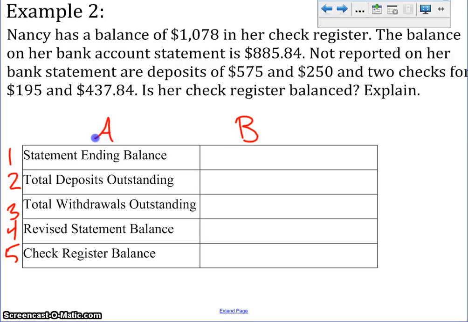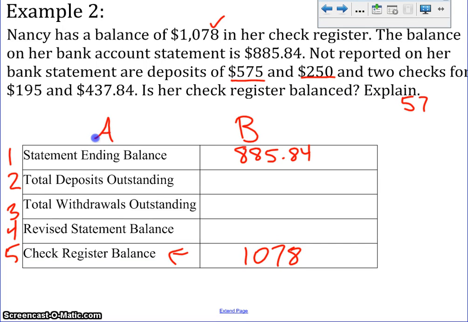It says Nancy has an account balance of $1,078 in her check register. So notice right here in A5, it says check register balance. That's where we're going to put the $1,078. It says the balance on her account statement is $885.84. So that goes right here for ending statement balance. It says not reported on her bank statement are deposits of $575 and $250. So B2 is a place where we're going to put the outstanding deposits.